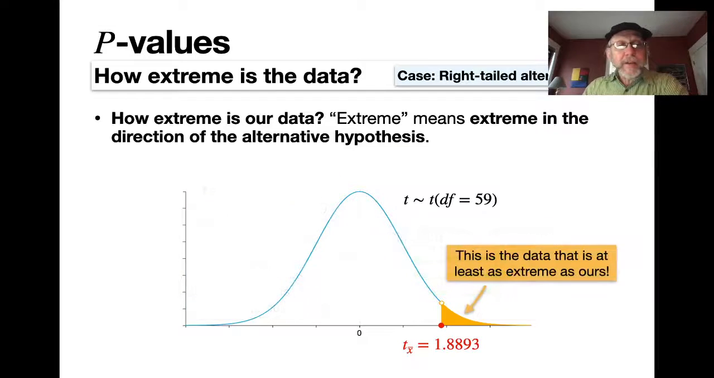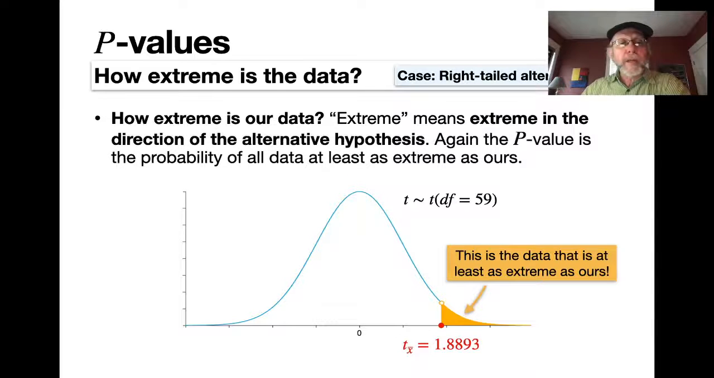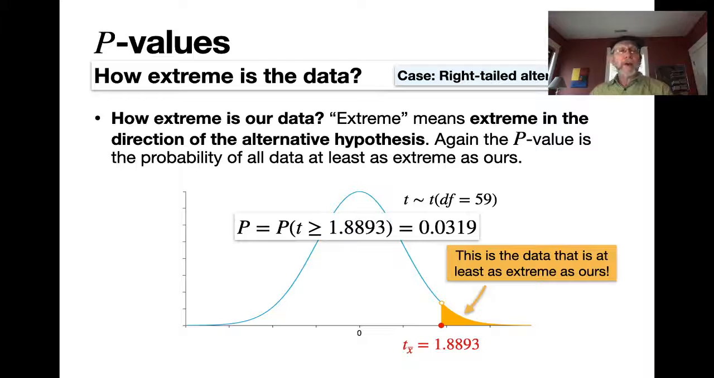So these then are precisely, the shaded area is precisely the data that is at least as extreme as our observed t-score of 1.8893. And again, the p-value is the probability of all this data. So the p-value for a test is the probability of all data that's at least as extreme as the observed data in the direction of the alternative hypothesis. And this would be a calculation you would do with the t-distribution with 59 degrees of freedom. And if you do that, you find that the p-value, the probability of all t-scores that are at least 1.8893, is about 3.19%. So our p-value is 0.0319.